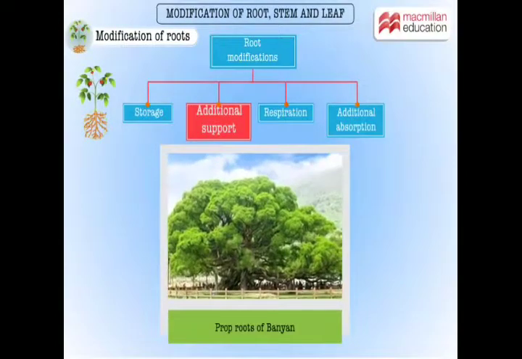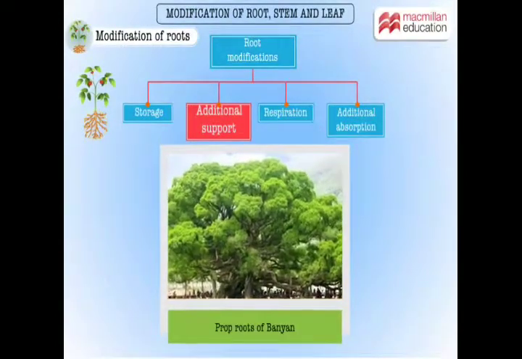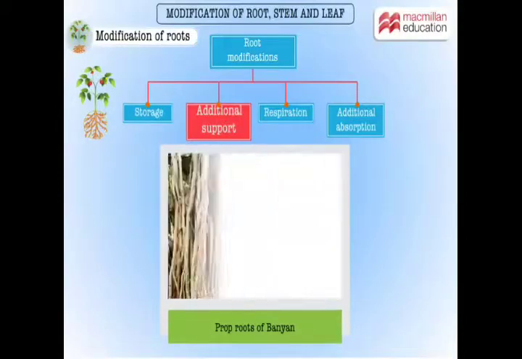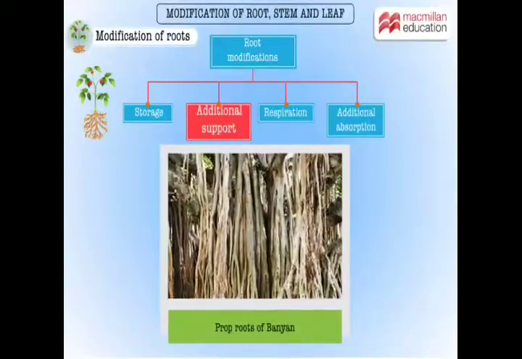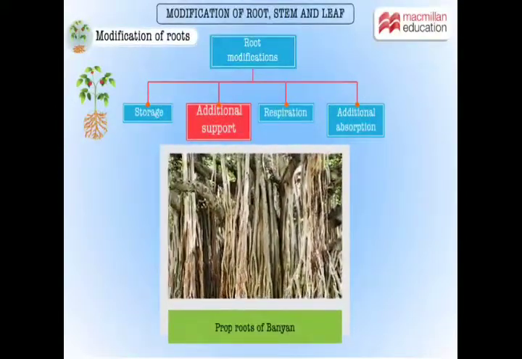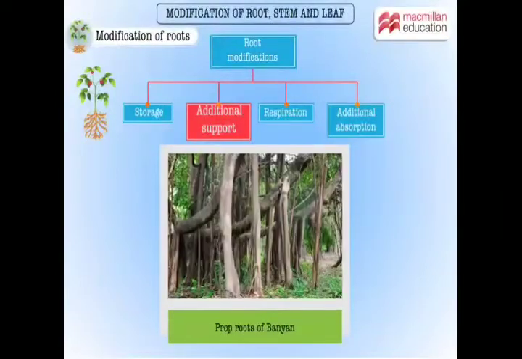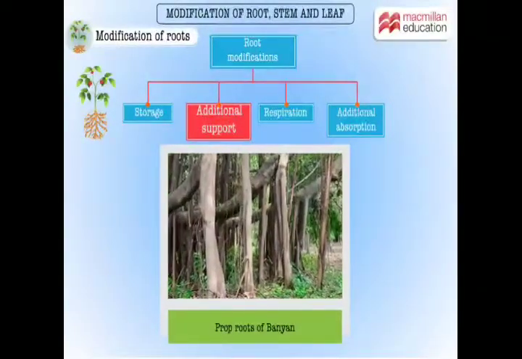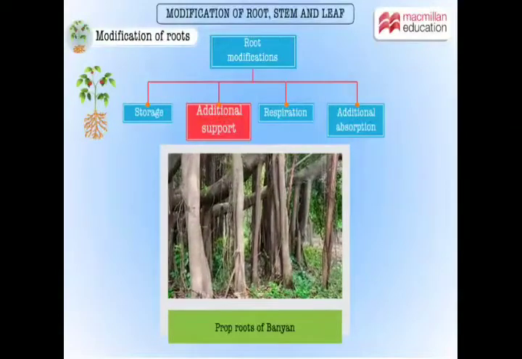Banyan tree has aerial roots hanging vertically from its branches, and when they reach the ground, they act like pillars, giving that additional support the hugely branched tree needs. These aerial roots are called prop roots.